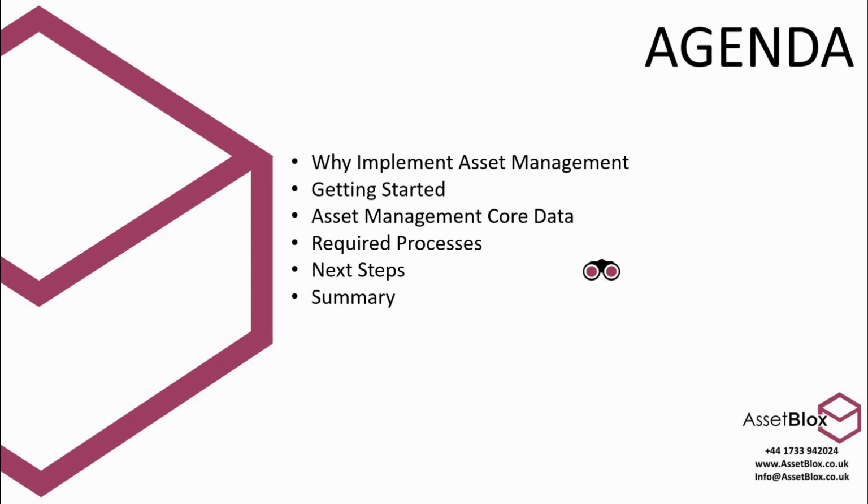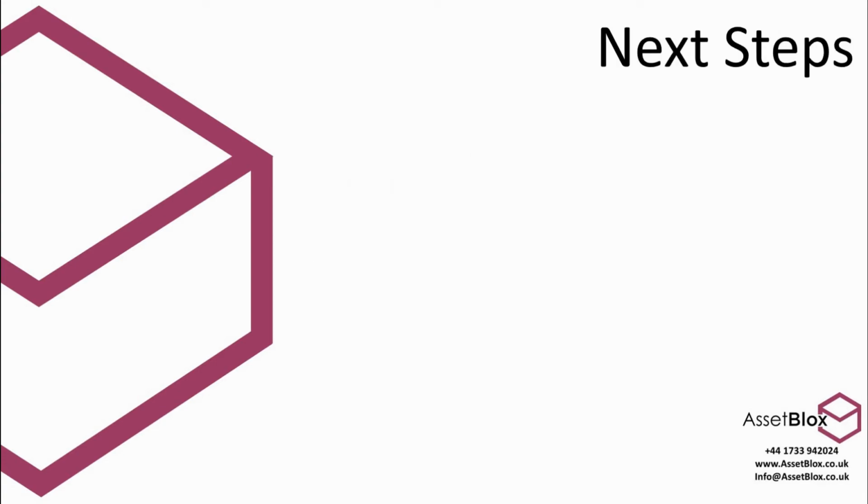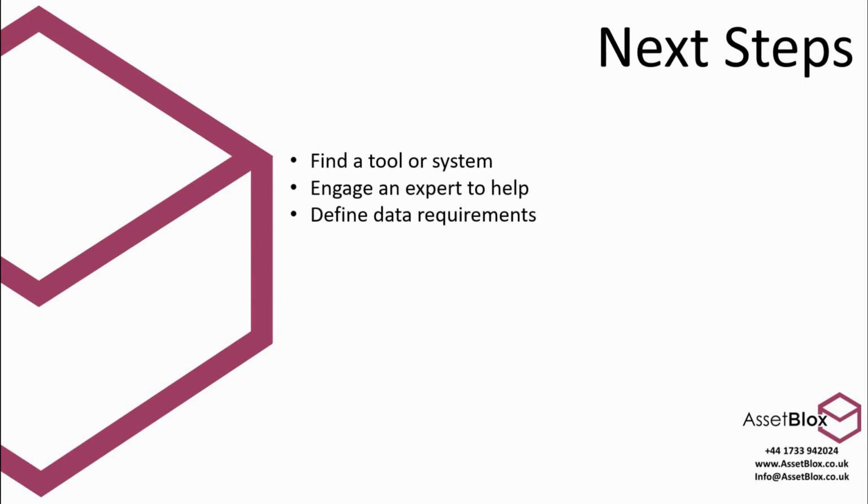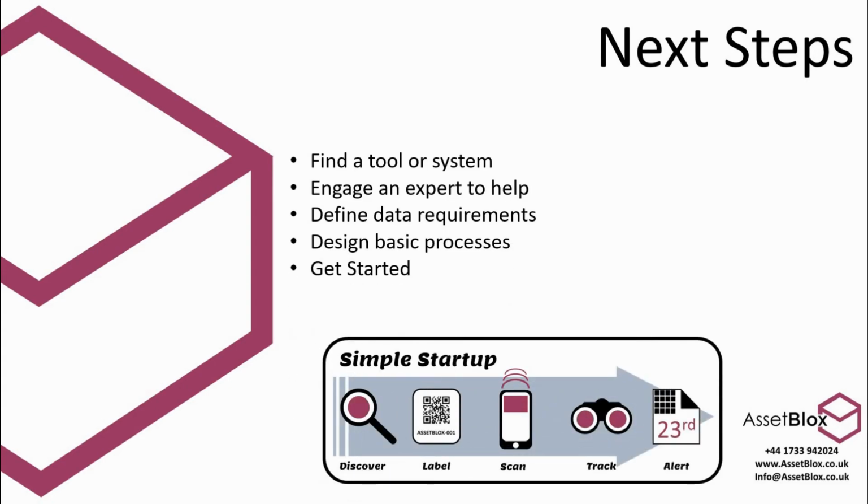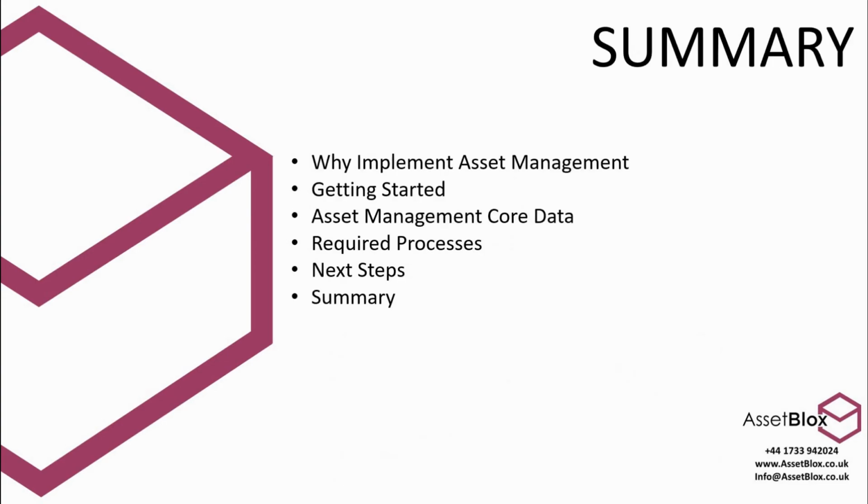So having thought about the data that we need to manage our assets, who's going to change that data, and what processes are going to follow to change that data, what are the next steps we might want to think about? I'd suggest you find a tool or a system that works really well with your organisation. Perhaps find an asset management expert to help you in setting everything up. Then you must define the data requirements as we outlined earlier in the presentation, define the basic processes, and you're just about ready to get started. Remember, this is about managing assets through the life cycle from procurement all the way through to retirement.